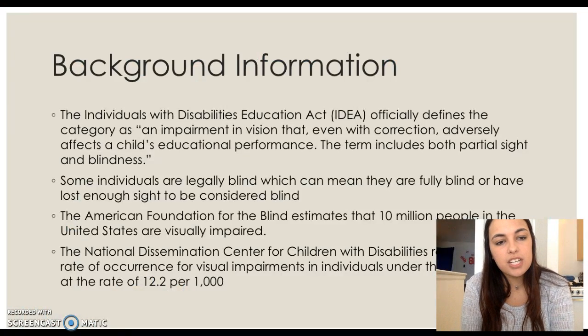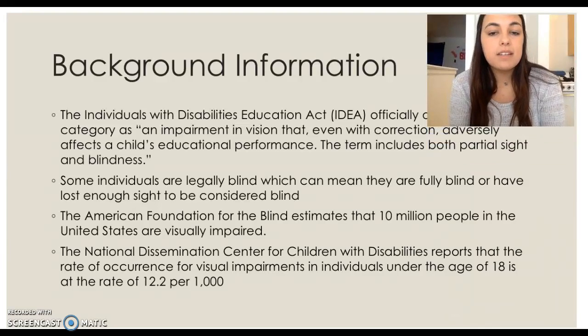Some background information. The Individuals with Disabilities Education Act, also known as IDEA, officially defines the category as an impairment in vision that, even with correction, adversely affects a child's educational performance. The term includes both partial sight and blindness. Some individuals are legally blind, which can mean they are fully blind or have lost enough sight to be considered blind. The American Foundation for the Blind estimates that 10 million people in the United States are visually impaired.